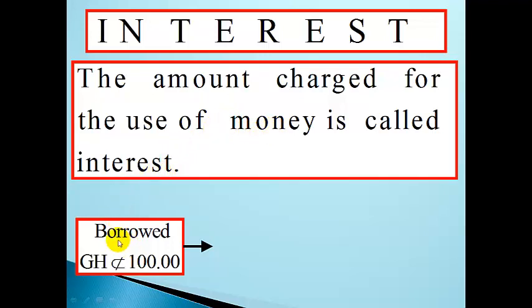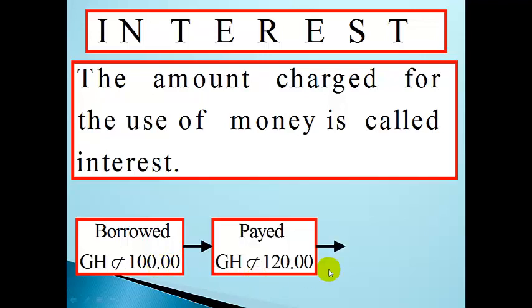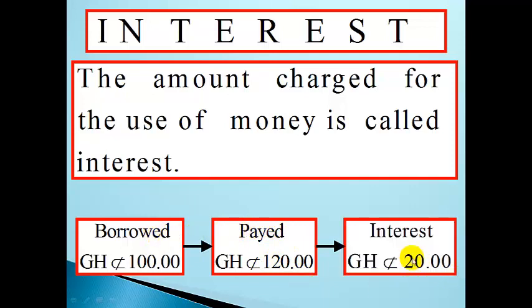Now, assuming we have gone to the bank to borrow 100 Ghana cedis and we are charged an interest on the 100 Ghana cedis. Assuming that we are to pay 120 Ghana cedis at the end of the time period. Take note that we borrowed 100 Ghana cedis and we are to pay 120 Ghana cedis at the end of the time period given by the bank. The difference between the amount we are paying and the amount borrowed from the bank will be the interest. So the interest is 20 Ghana cedis.